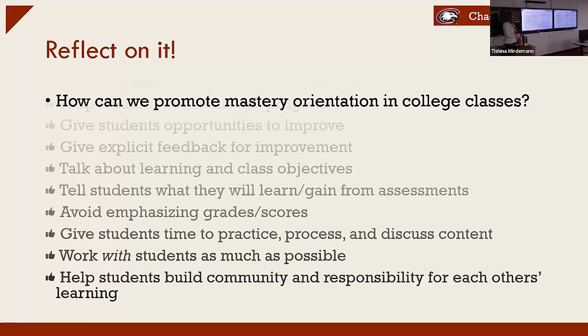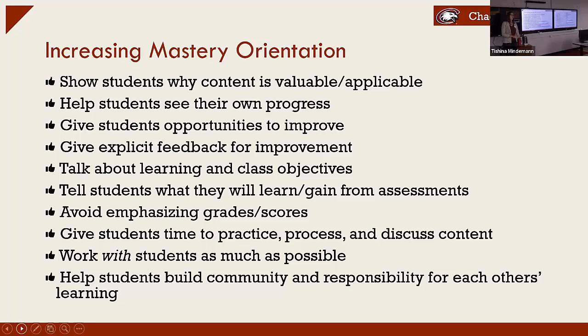All right. So some examples of how I go about trying to increase mastery orientation. I think we already talked about some of them. Showing students why the content is valuable and applicable. That one's the same as it was for increasing value. Helping students see their own progress, giving them opportunities to improve, giving explicit feedback for improvement, talking about learning and class objectives. Here's what I want you to get out of this, and here's what I want you to be able to do when you leave class today. Telling students what they will learn or gain from assessments.